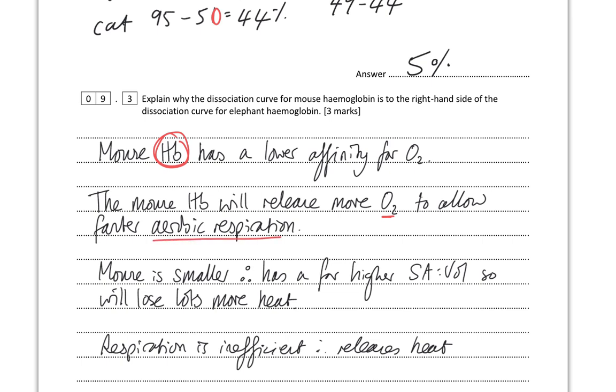And then what's the benefit? Well, mouse is smaller. It's got a higher surface area to volume ratio. It will lose more heat. And therefore, by doing more respiration, it's going to release more heat to stay warm.